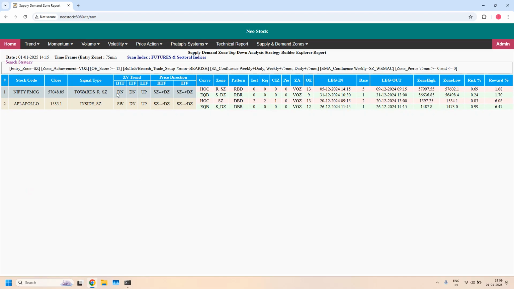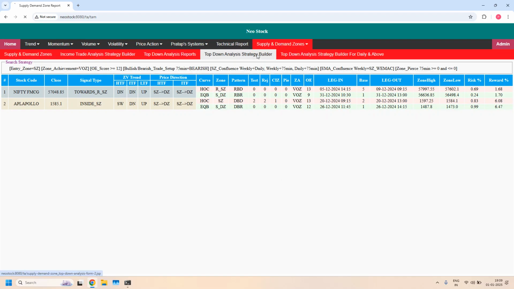And the first one is high probability, but it is an indices, FMCG. Second one you can ignore because it is sideways. In a sideways trend, EMA confluence does not add any extra advantage. Okay, this is about bearish trade setup for weekly income trade.